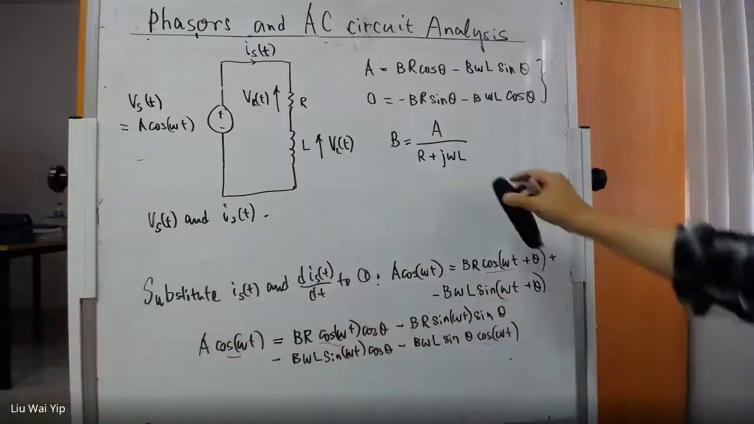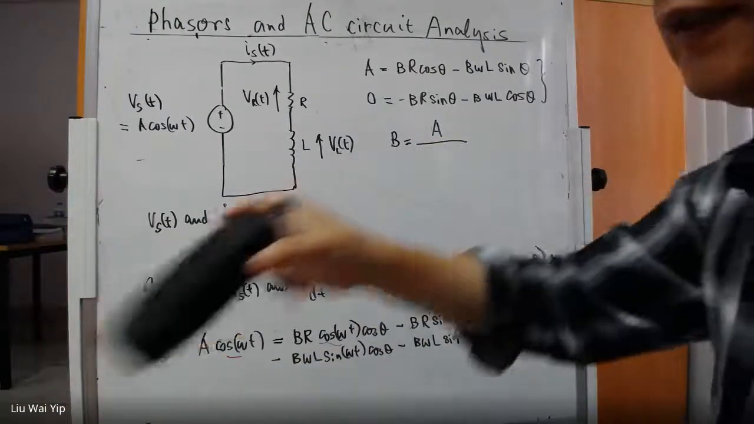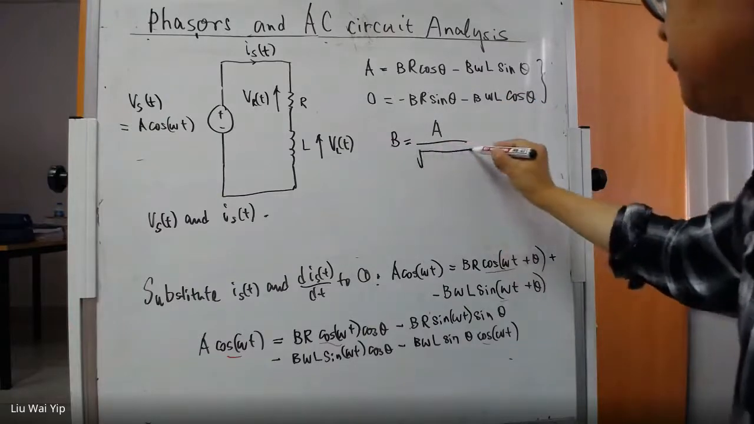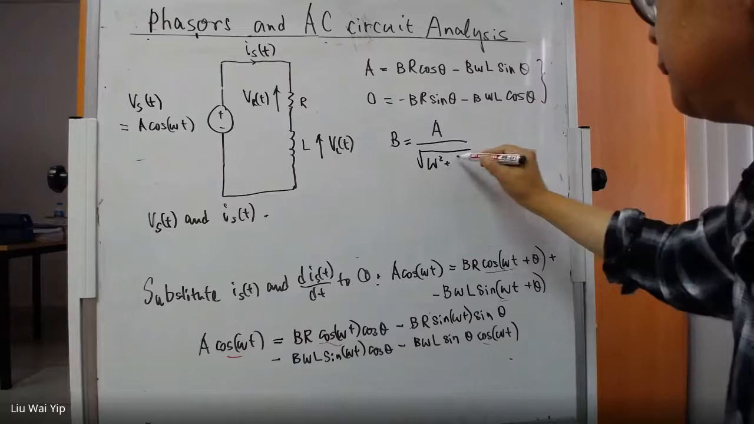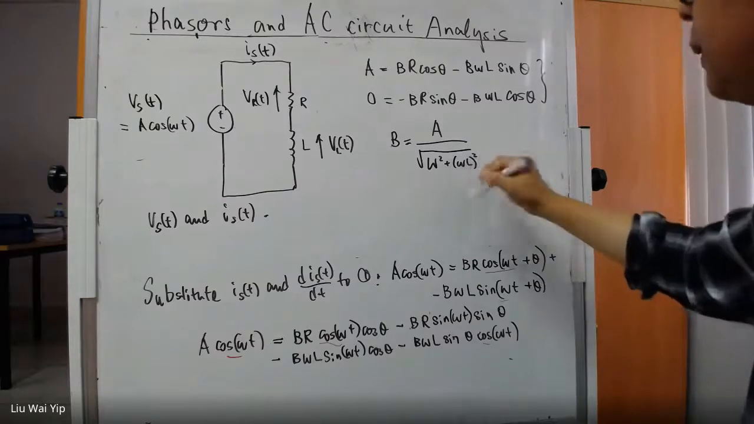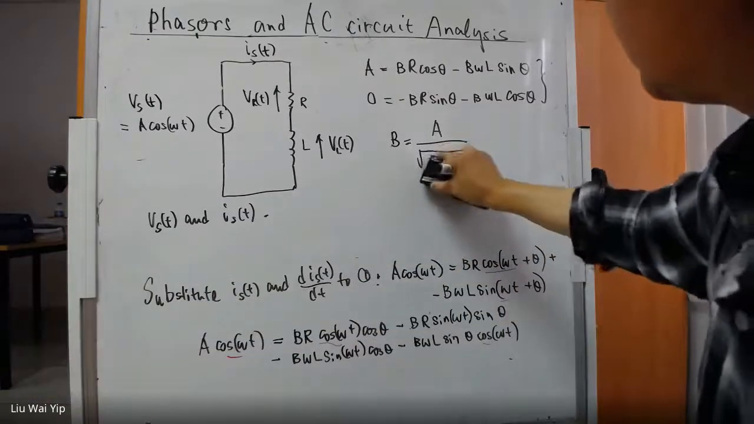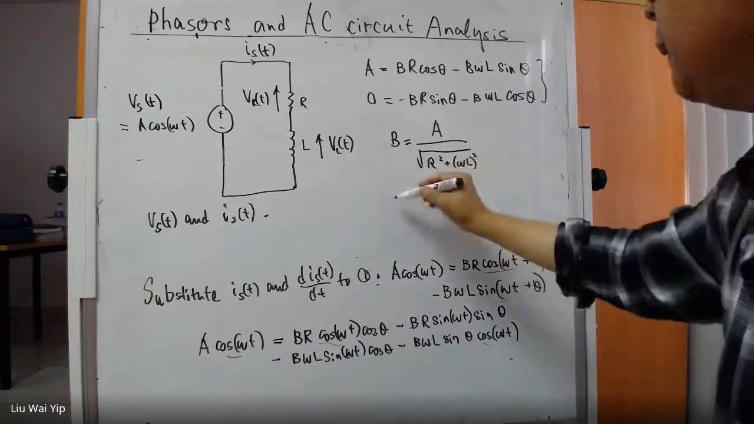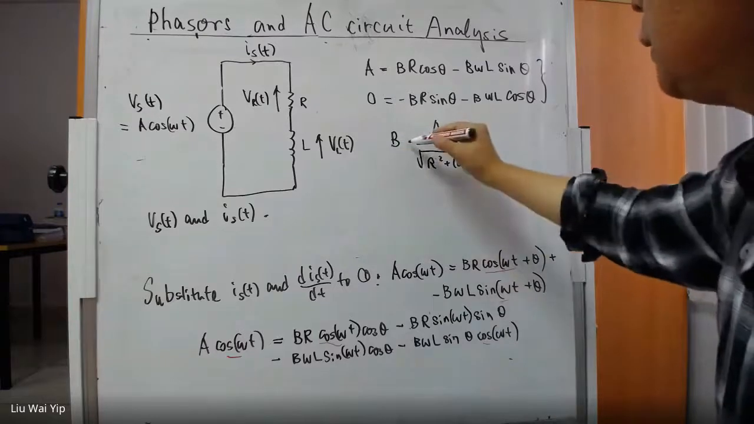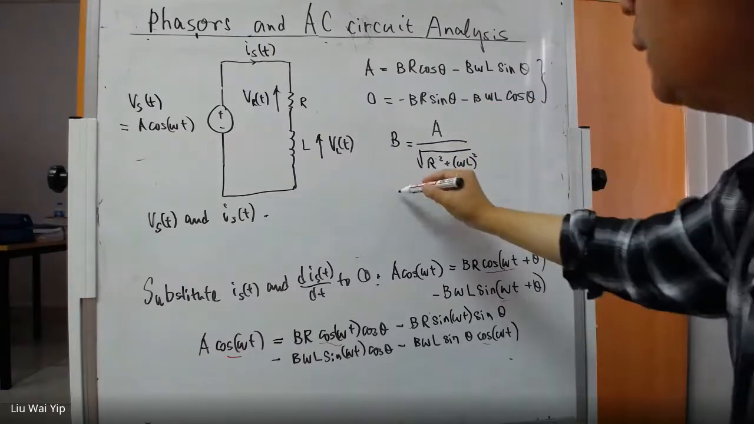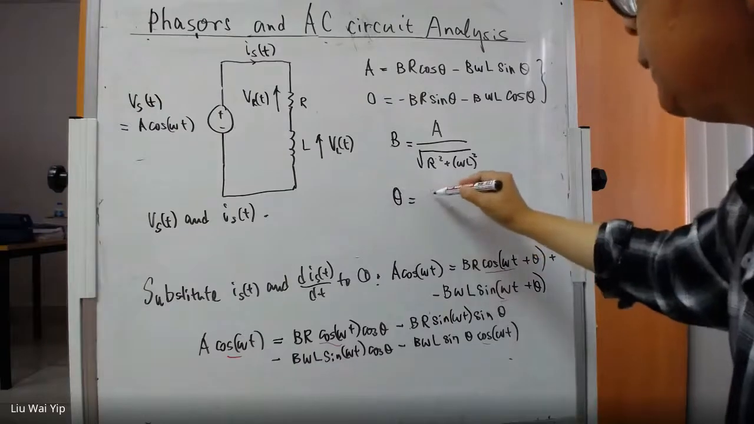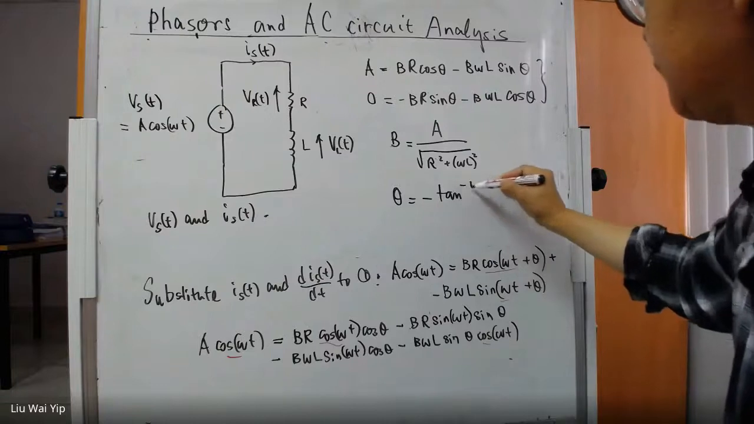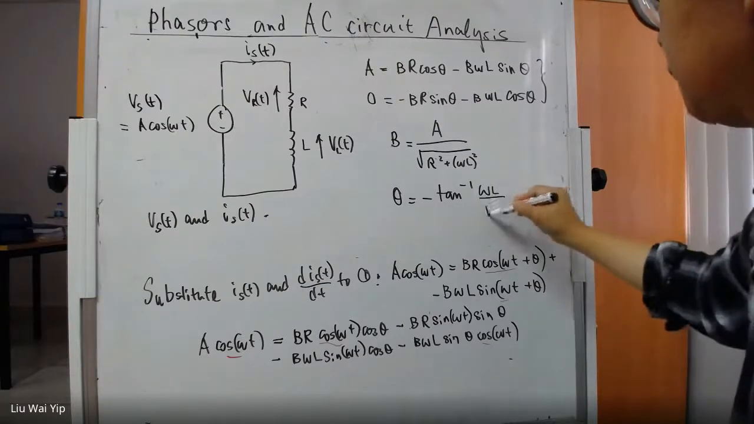Actually, this is not the answer for B. But the answer for B will be more complicated. It will be equal to A over the square root of R squared plus omega L squared. So this will be your answer for B. And in addition to B, you also need to find the solution for theta. And theta will be equal to minus tan inverse of omega L divided by R.